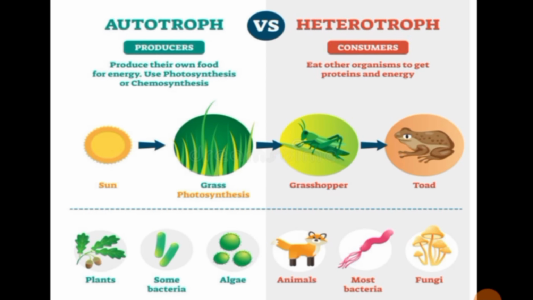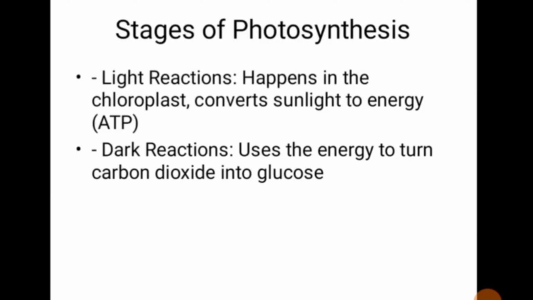Okay, so moving on, we have the stages of photosynthesis. The two major stages of photosynthesis are the light reactions and the dark reactions. As the name implies, the light reactions have to do with the part of photosynthesis that requires sunlight, while the dark reactions are the part of photosynthesis that does not require sunlight. Now remember, we are not saying that there are two types of photosynthesis. No, photosynthesis has no types. Rather, it has two stages.